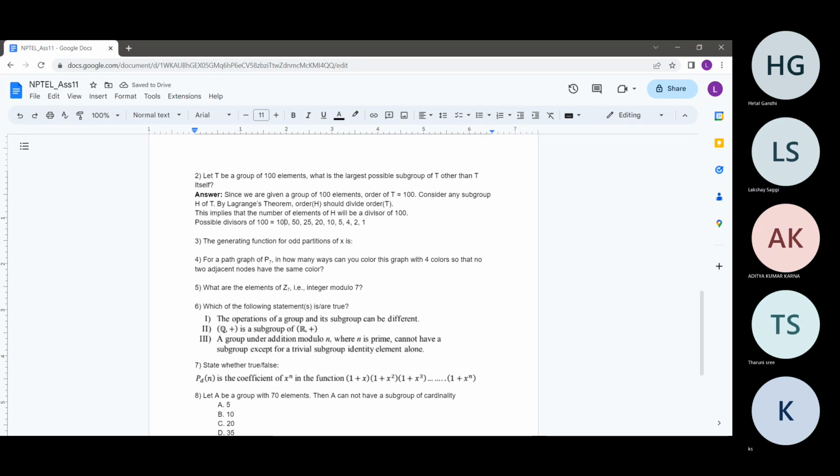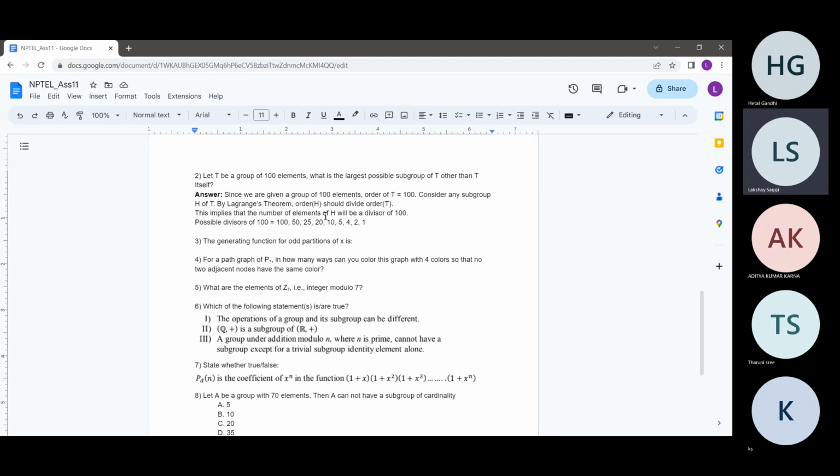So yeah, Hetal has answered in the chat. You both are correct. Aditya, 1 will also be a divisor, and Hetal, you are correct, the answer will be 50. I'll just get back to this. So yeah, the possible divisors of 100 are these. There are these 9 divisors possible for 100.